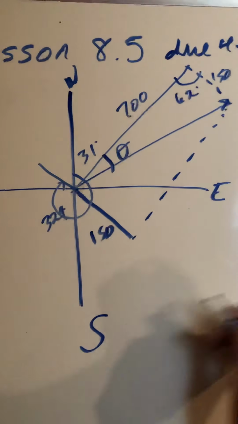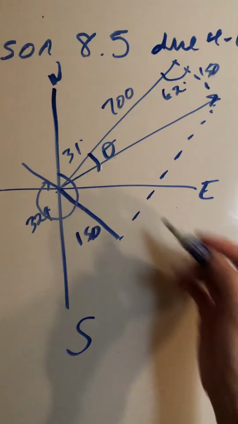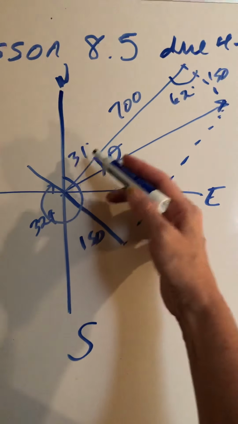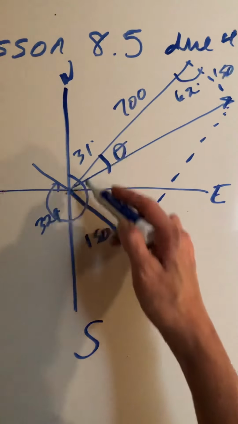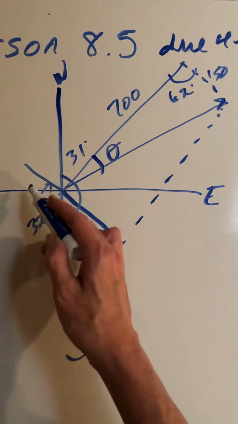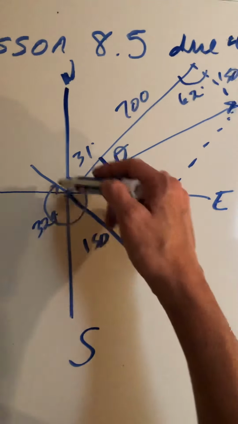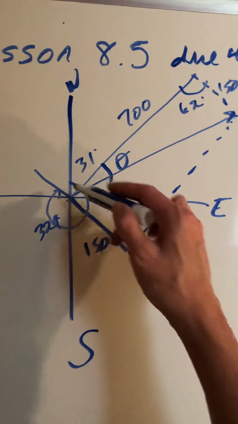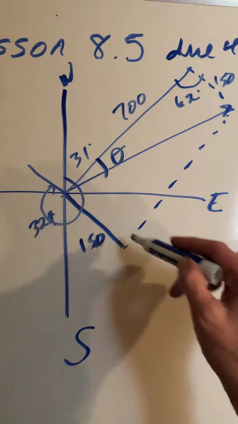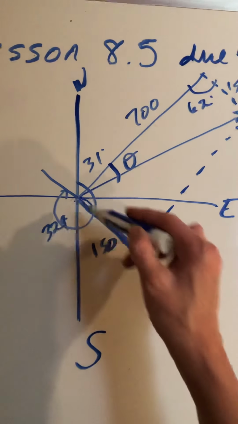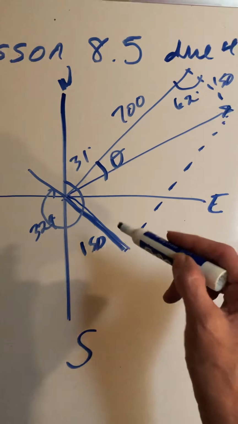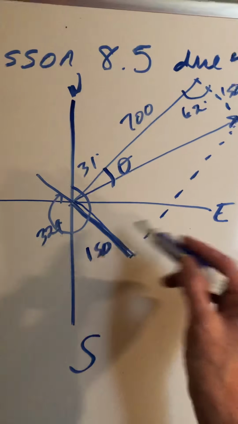Okay, so on this one, it says a boat heads 31 degrees, propelled by a force of 700 pounds. So that's that. A wind from 329, so this is your wind coming from 329, exerts a force of 150. So that's why this is coming down this way on the boat. How large is the resultant force?